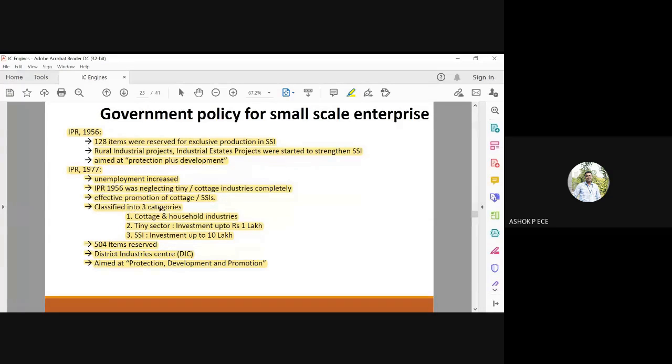They classified the industries into three categories: cottage and household industries, tiny sector up to 1 lakh, and small scale industry up to 10 lakh. This depends on the investment and the type of industry. First one is cottage and household industry. You don't have investment; whatever you produce, you sell it and get the money. Again, you reinvest into the same thing. Tiny sector is investment up to 1 lakh, and small scale industry is investment up to 10 lakh. These three categories were formed because the cottage industry was completely ignored 20 years back.